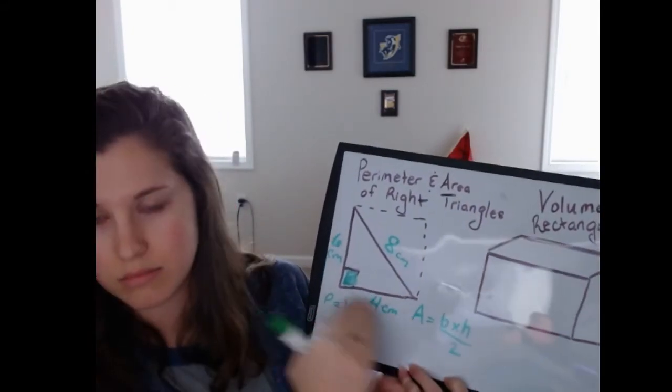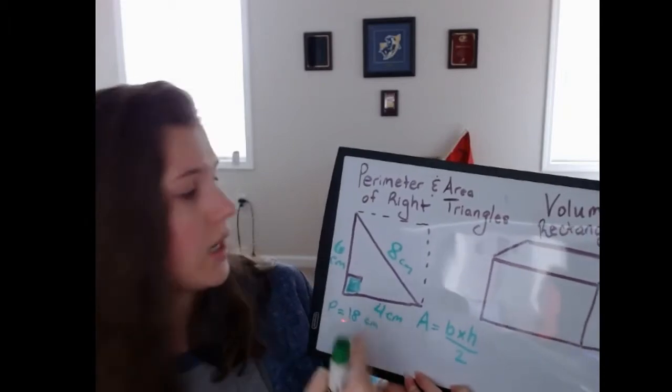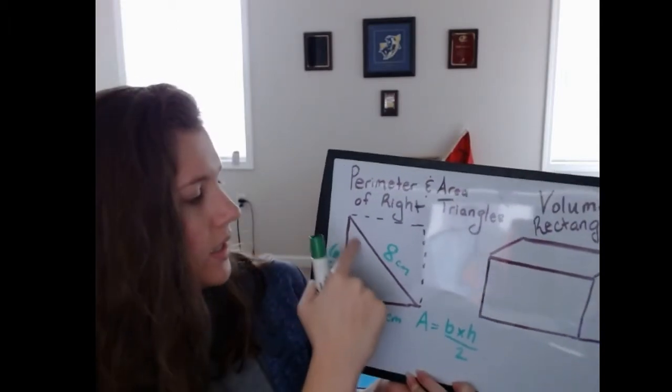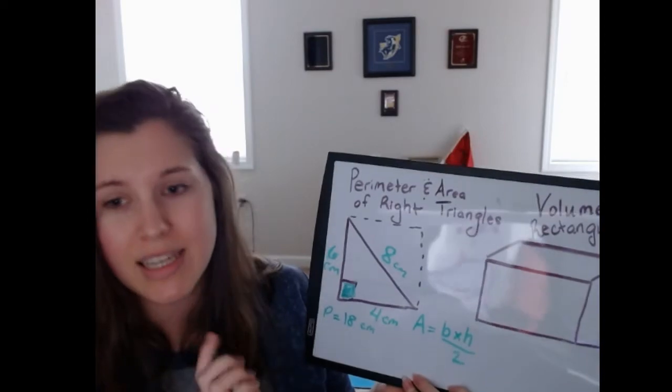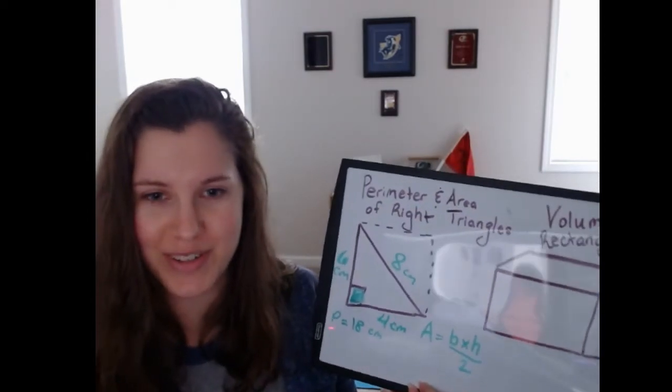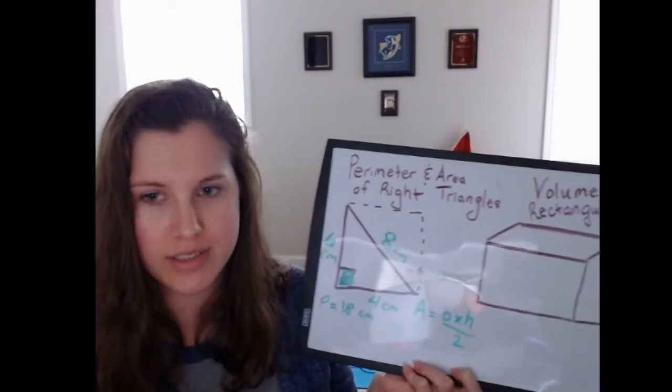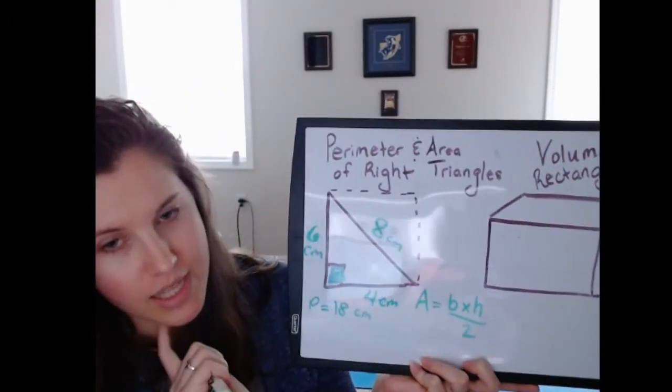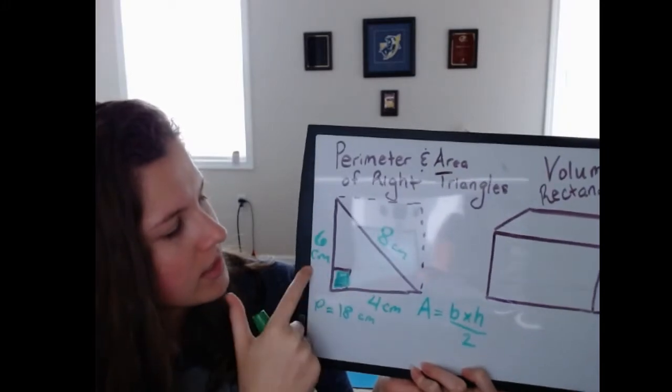The base is the flat part at the bottom. The height is the tall part on the side. This diagonal line is called the hypotenuse. That's just a fun fact. You don't have to know it for this formula, but for future reference, the diagonal line is the hypotenuse. So we've got base and height.